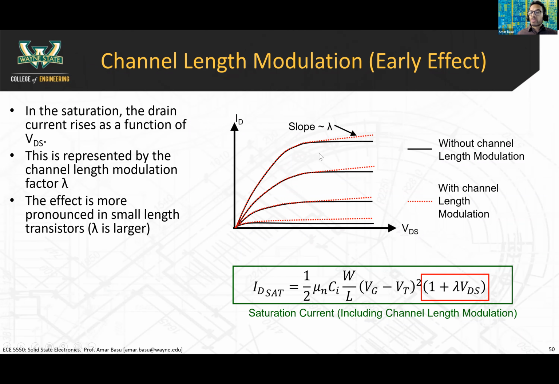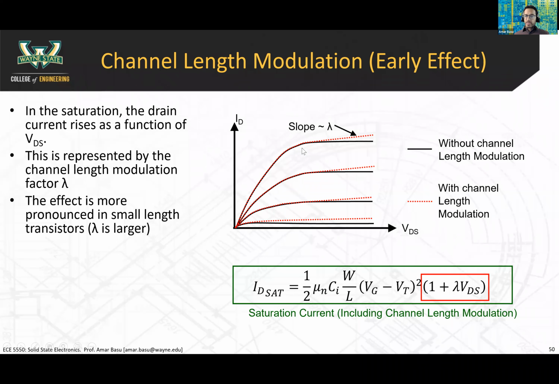The problem is if you have really short channel length transistors, they end up having a characteristic that looks more like the red dotted line. This is with channel length modulation. You can see that the current is increasing linearly as a function of VDS in the saturation region. So if you take off this red box here, this was the original equation for current in the saturation region. Okay.